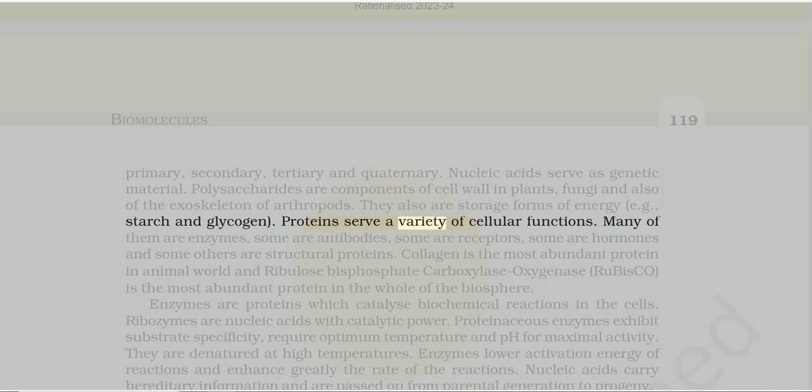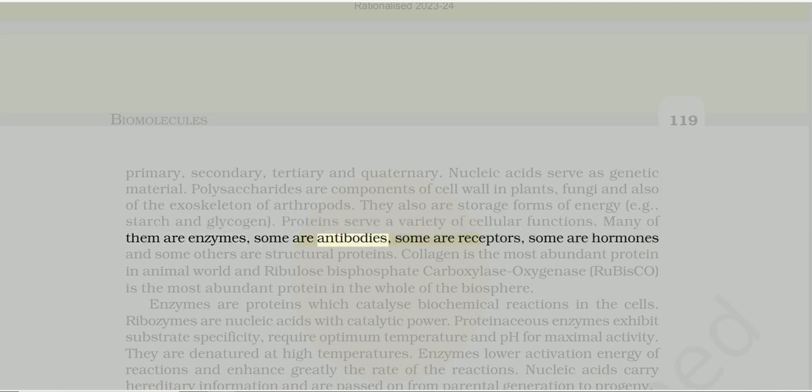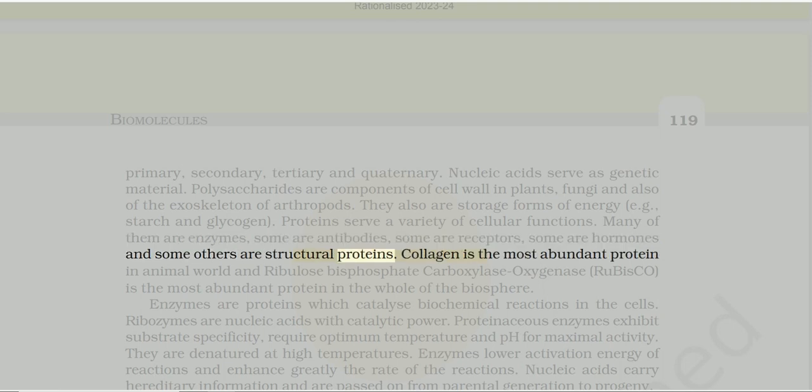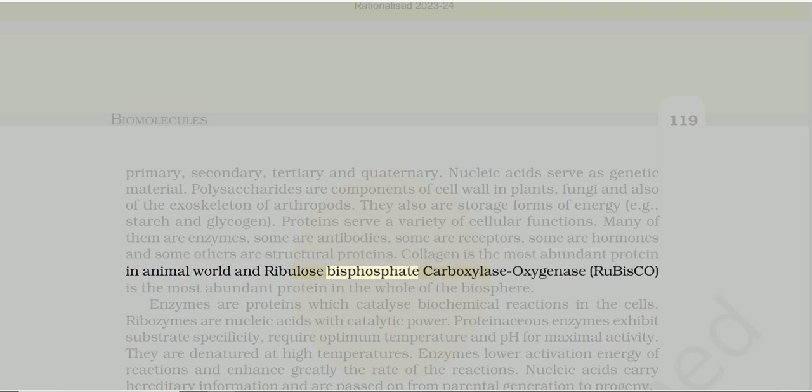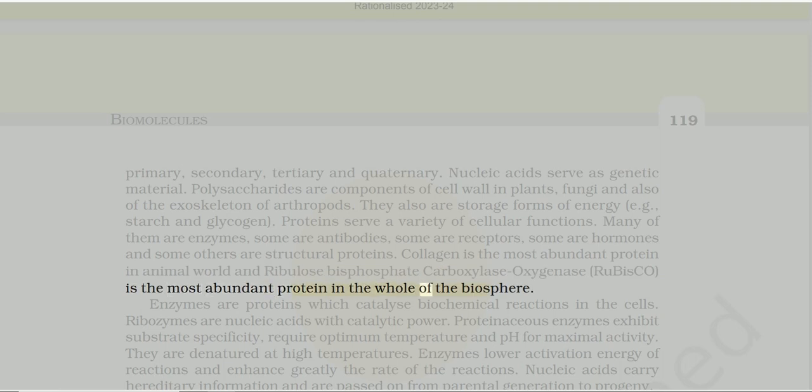Proteins serve a variety of cellular functions. Many of them are enzymes, some are antibodies, some are receptors, some are hormones and some others are structural proteins. Collagen is the most abundant protein in animal world and ribulose bisphosphate carboxylase oxygenase, Rubisco, is the most abundant protein in the whole of the biosphere.